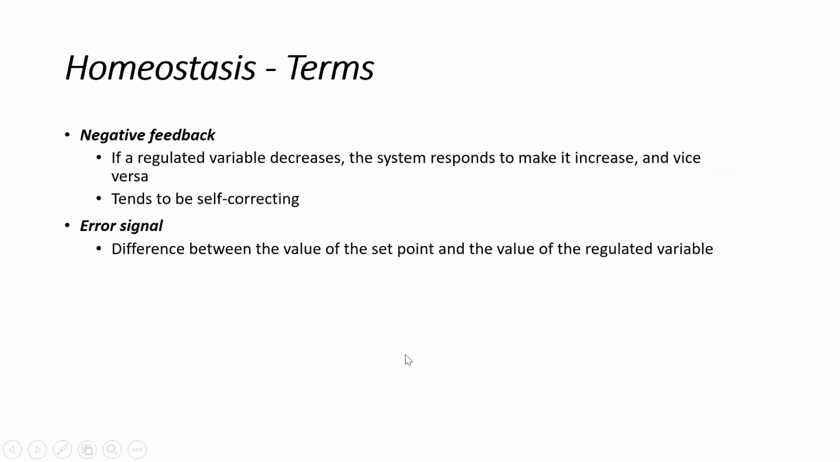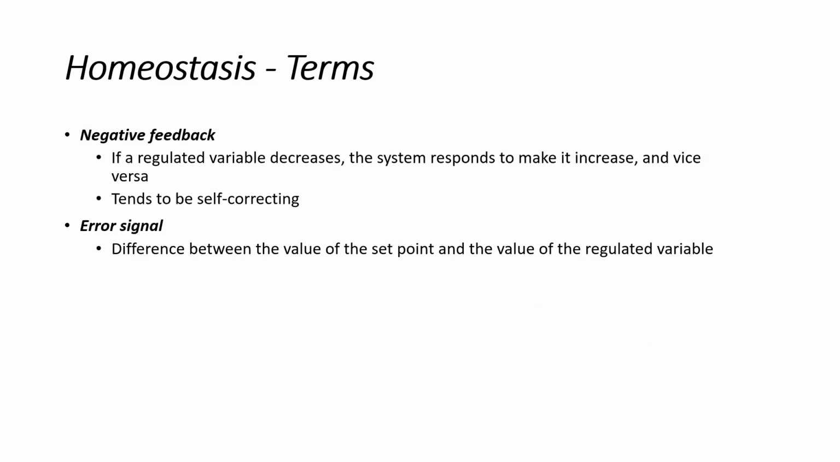Let's talk about some other terms that are important for understanding homeostasis. There's negative feedback. Negative feedback is the mechanism that corrects that initial change. If we have a regulated variable decrease, our system is going to initiate changes in order to increase that variable in order to bring it back to set point.